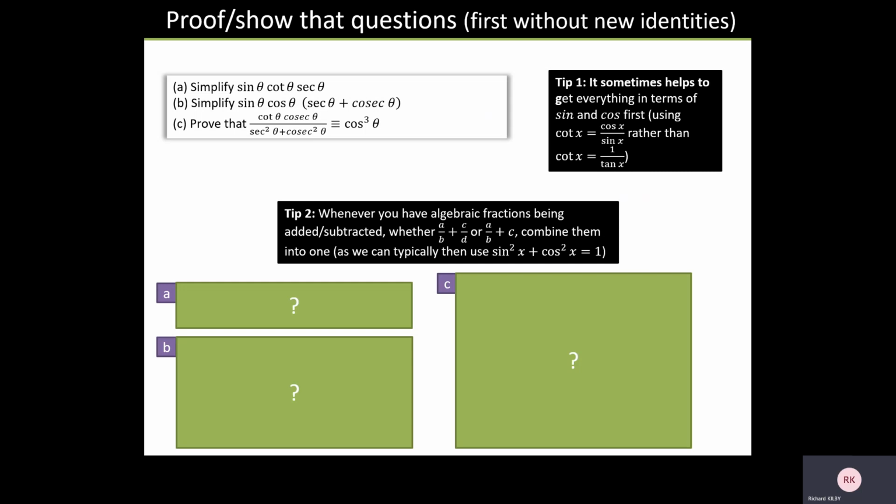When you're asked to prove those, you take one side and you do things to it until you get the other side, and at the end you go QED, or left hand side equals right hand side, or equals the left hand side, and that basically you'll say.